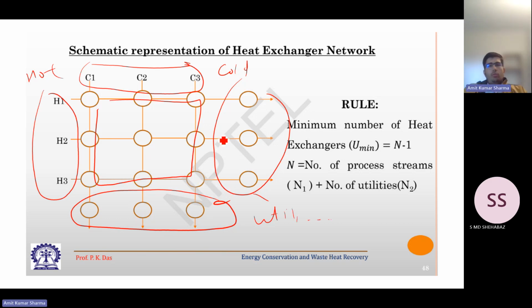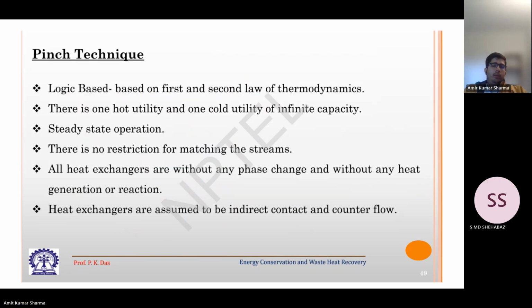Okay, so the formula for number of utilities will be n minus 1, where n is the number of process streams, n1 plus number of utilities. And there's a pinch technique. The pinch technique is basically a logic-based technique. It is based on the first and second law of thermodynamics. Important: it's based on the first and second law of thermodynamics. So we are following the laws of thermodynamics.